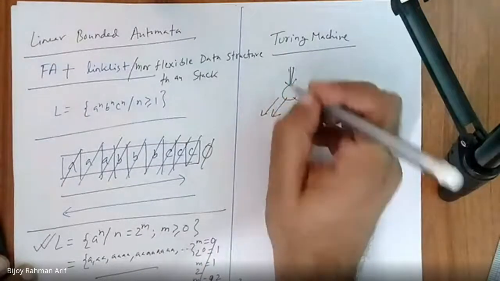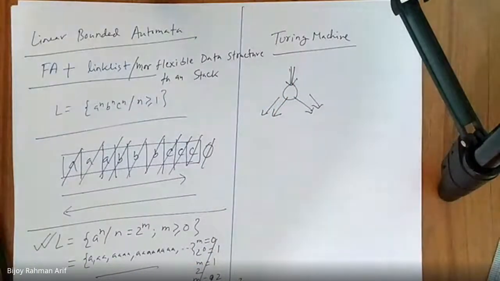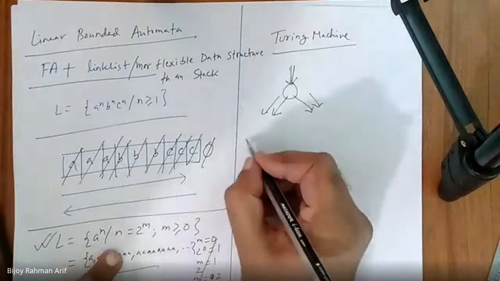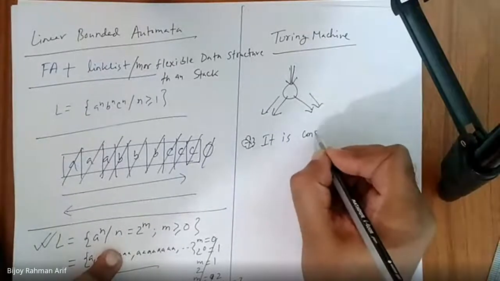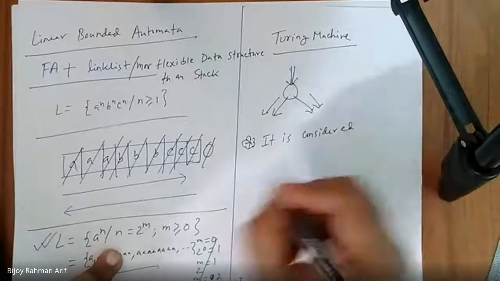Now, what is the specialty about Turing machine? What is the specialty about Turing machine? It is considered the most powerful machine in the world.